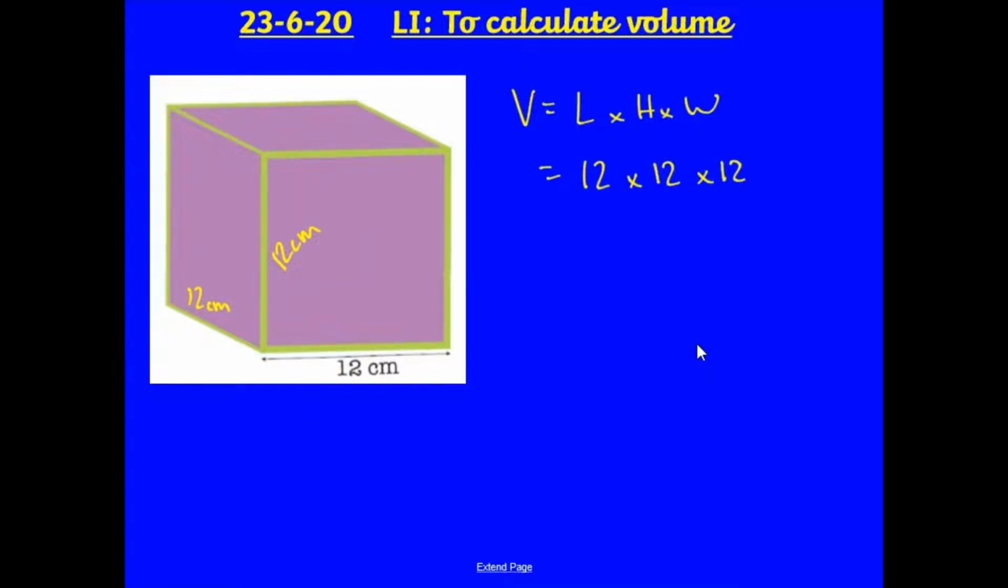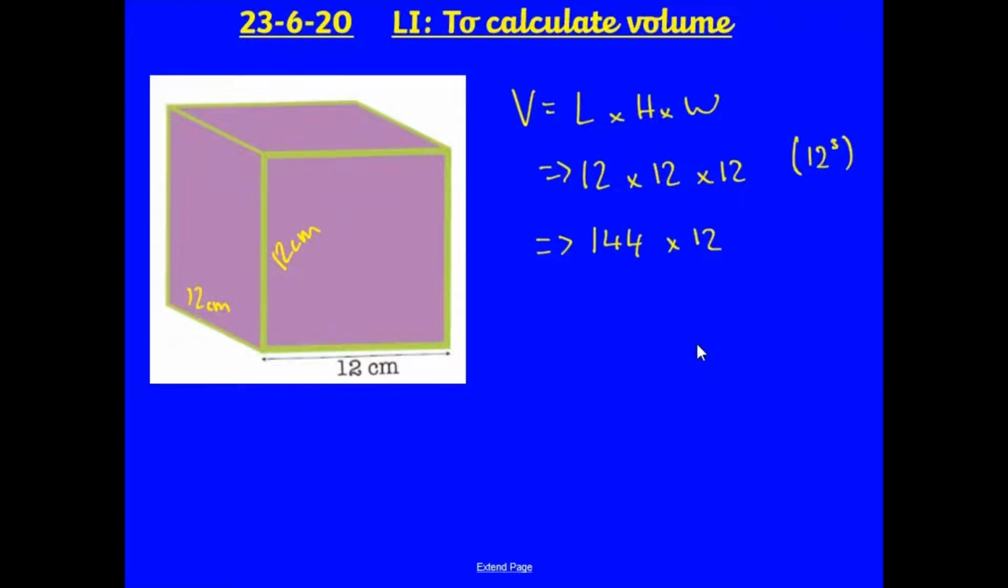Now, just as a side note, that can also be written as 12 cubed. 12 times 12 times 12. Okay, doesn't matter which way you want to do it. That's fine. Now, you should know that 12 times 12 is 144. And I'm going to times that by 12 again. So 144 times 12. So you could do 144 times 10 mentally, 144 times 2 mentally, and add them together.